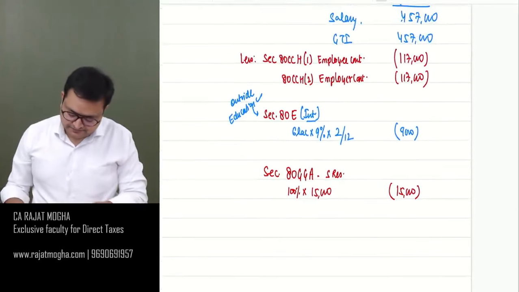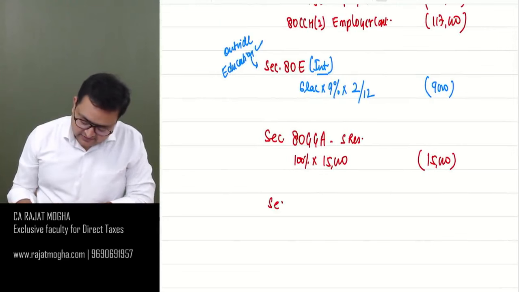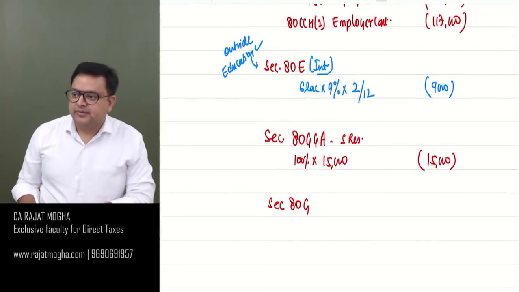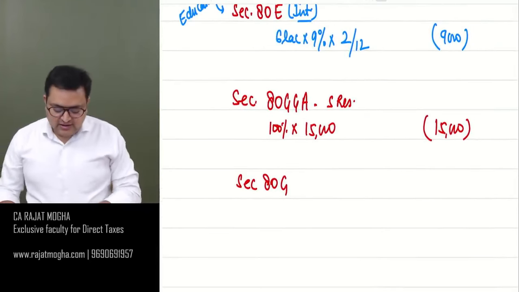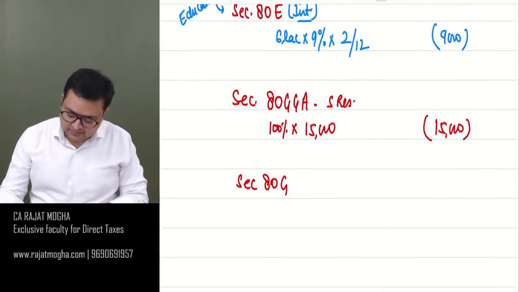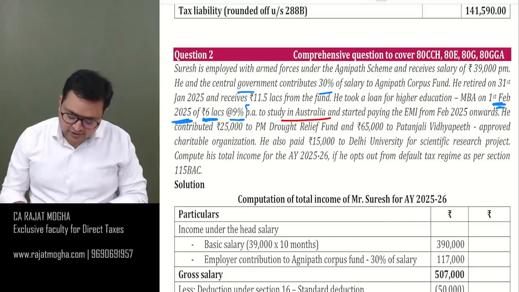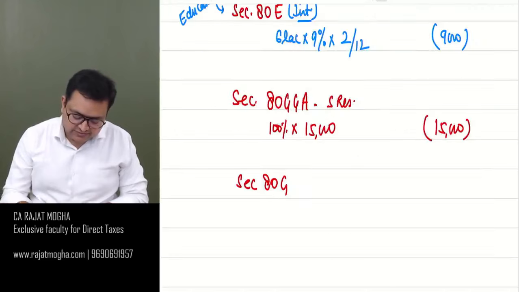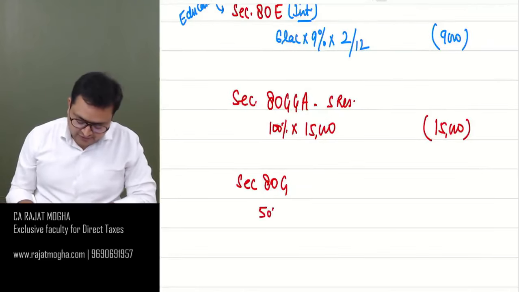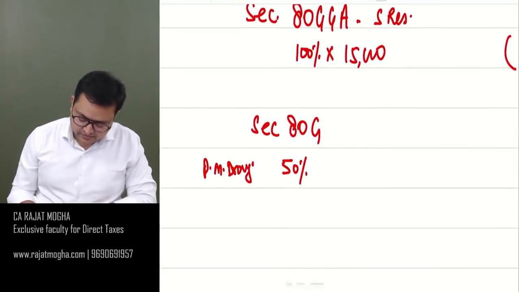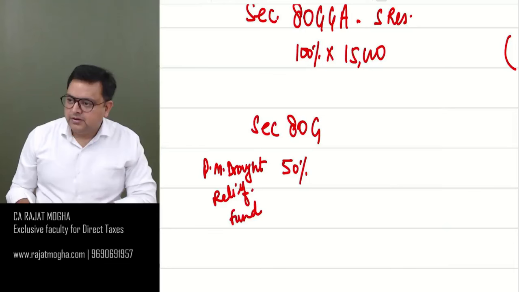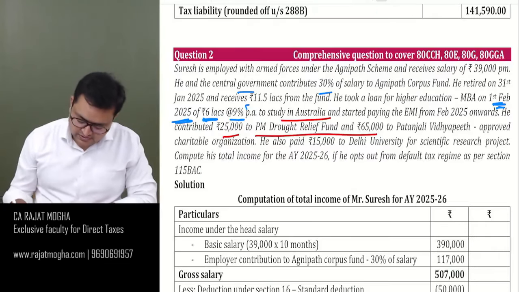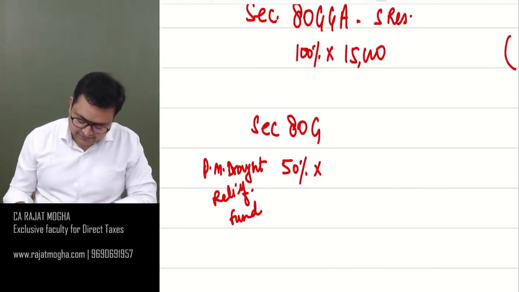Now, next, the last deduction is 80G. In 80G, he is donating 25,000 to the Prime Minister Drought Relief Fund. So 50% of the Prime Minister Drought Relief Fund donation, 50% of 25,000, is 12,500.